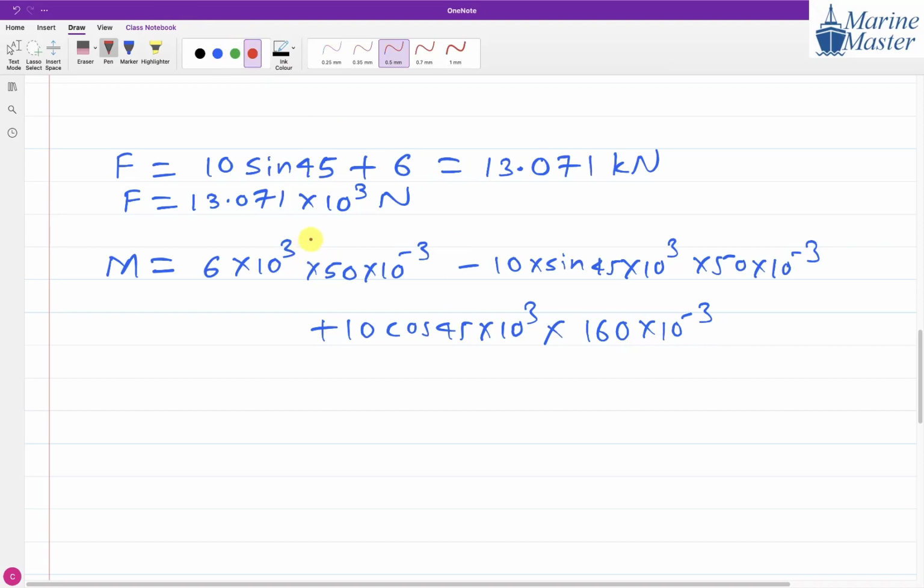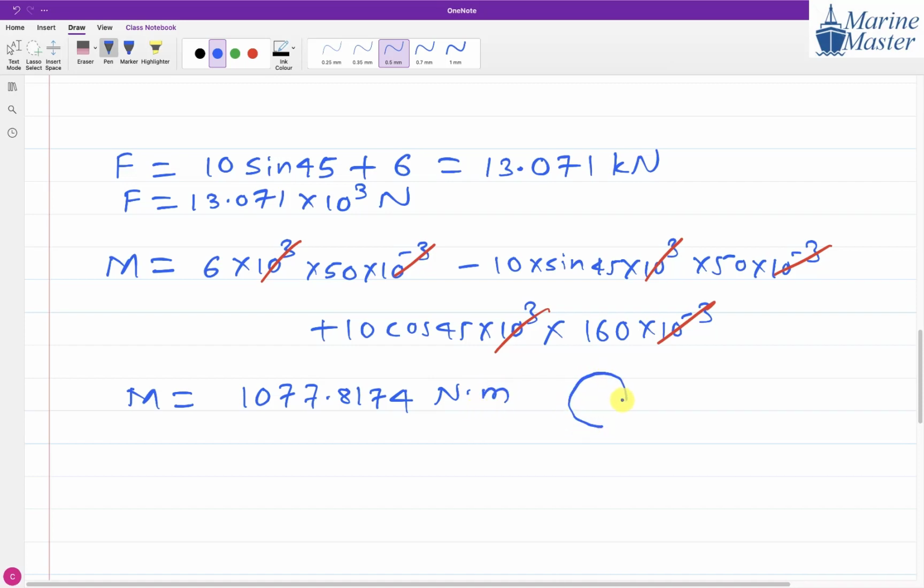So now this plus 3, this minus 3, we can cancel, everyone. Please do the calculation. The result is 1077.8174 Newton meter.